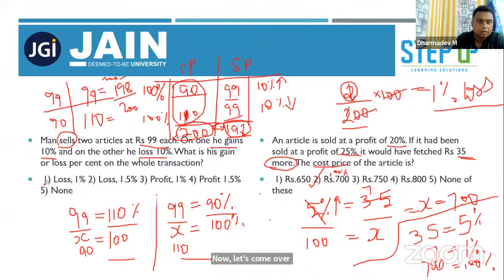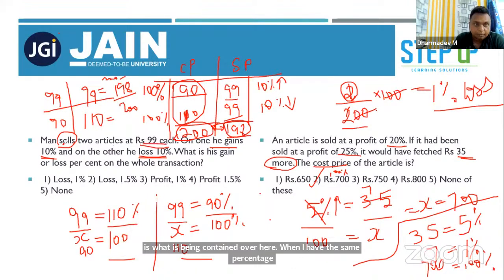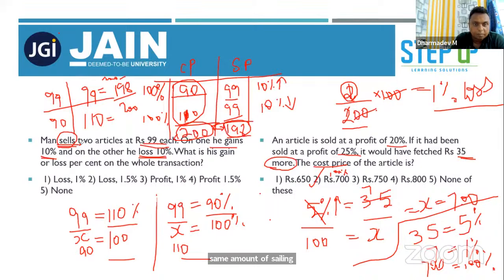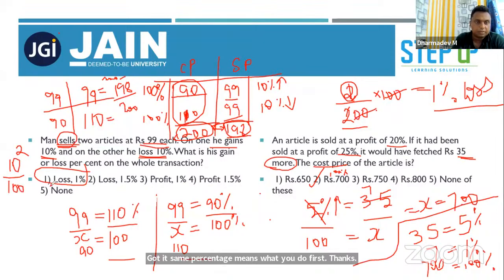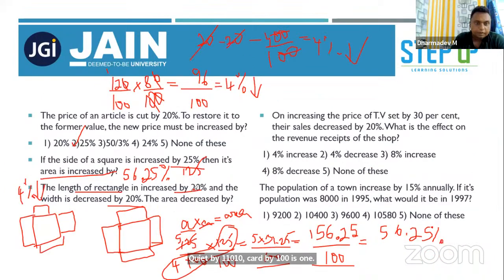Now let's come over here. In this question, same thing is being conveyed. When I have the same percentage, same amount of selling price, listen, same amount of selling price with same percentage, always it is a loss. Got it? Same percentage means what you do is 10 square by 100. 10 square by 100 is 1. So 1%.